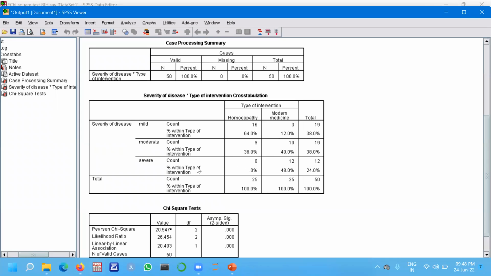Understood? Now, those who are treated with homeopathy, nobody has severe disease, whereas those who are treated with modern medicine had 48%, or 12 cases, severe cases. Okay, so this is the interpretation. This is the outcome of this study. Okay, hope you understand.